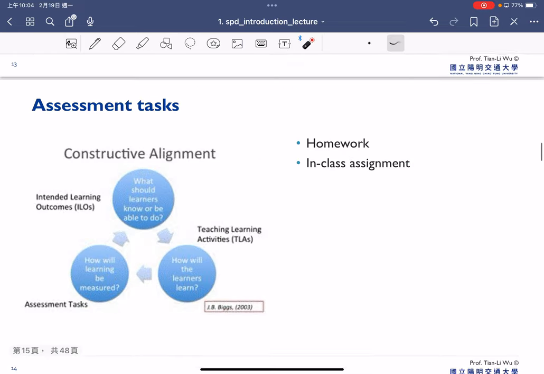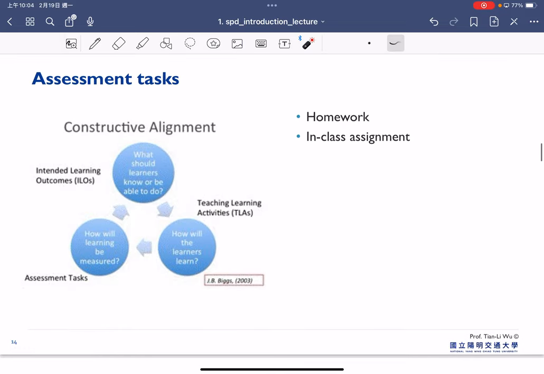And we will have some homework and in-class assignments, because we need to make sure that you can start to follow this class. We will make some homework. And the most important thing about the homework is that, regarding the exam, there are definitely some questions that come from the homework.